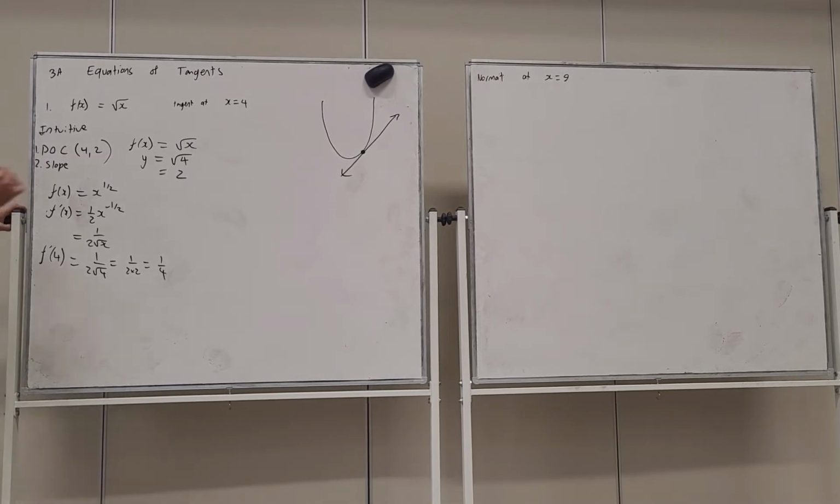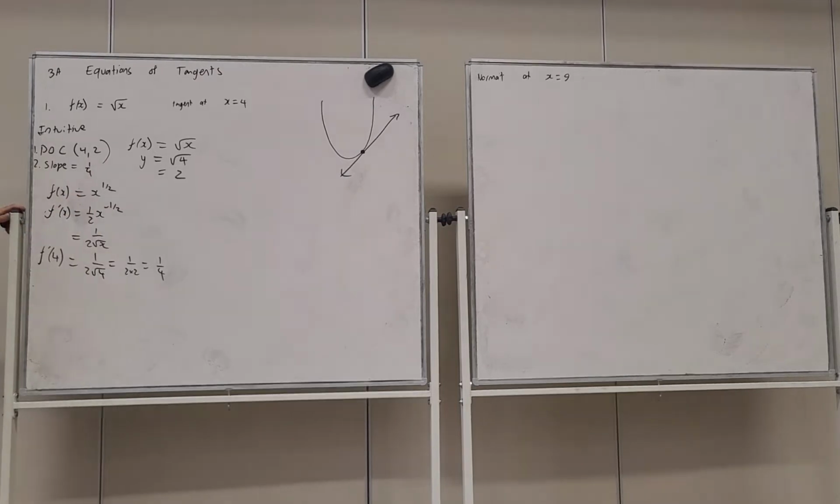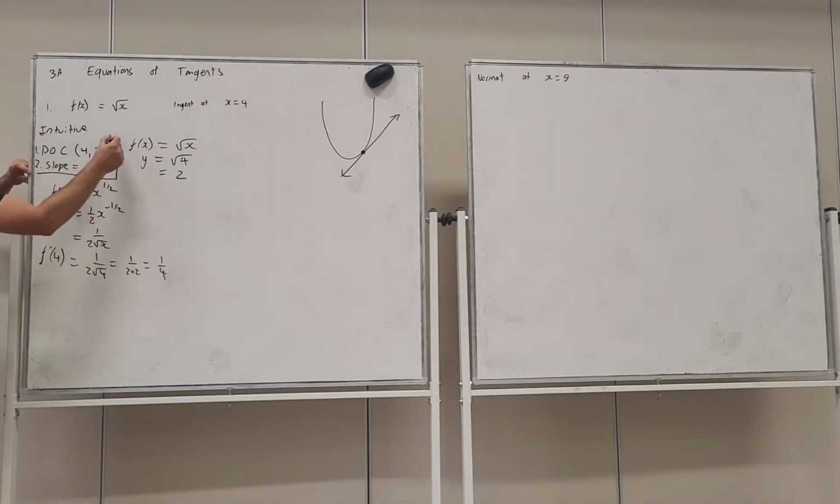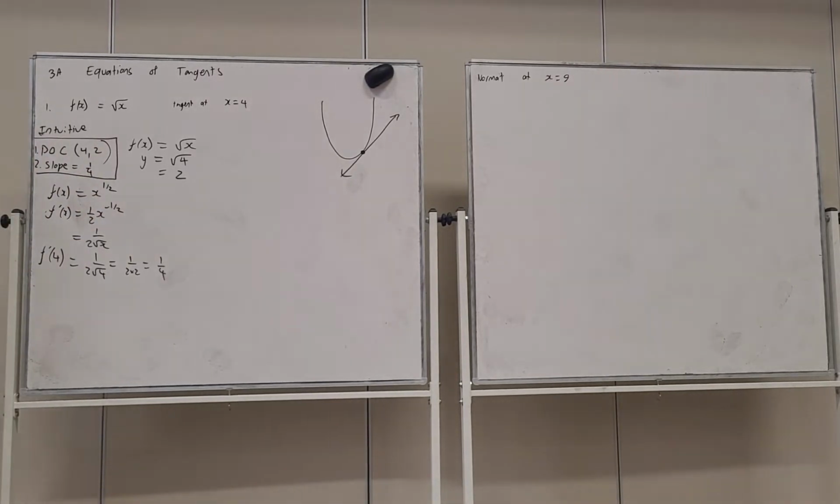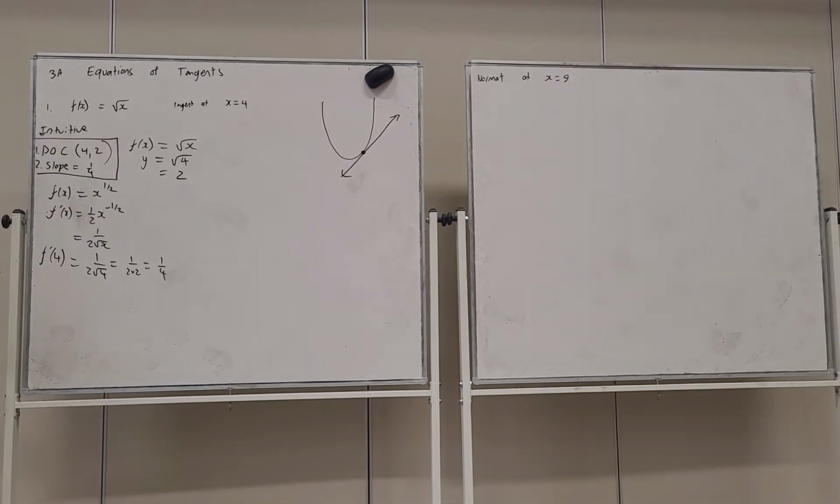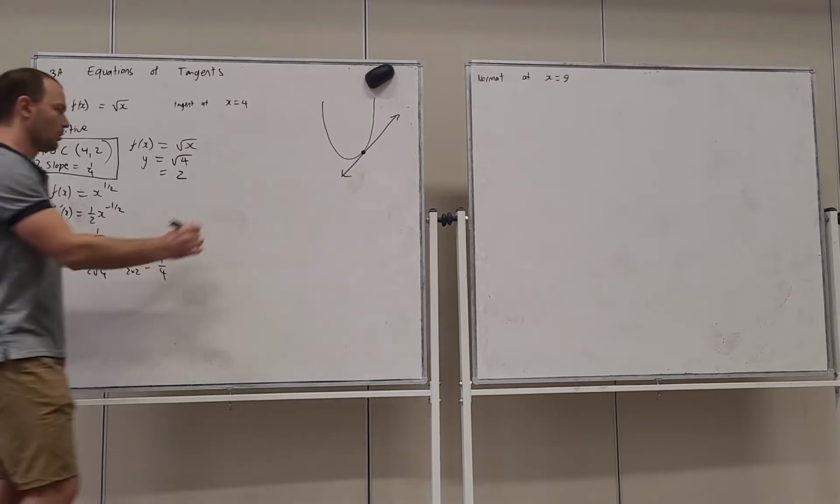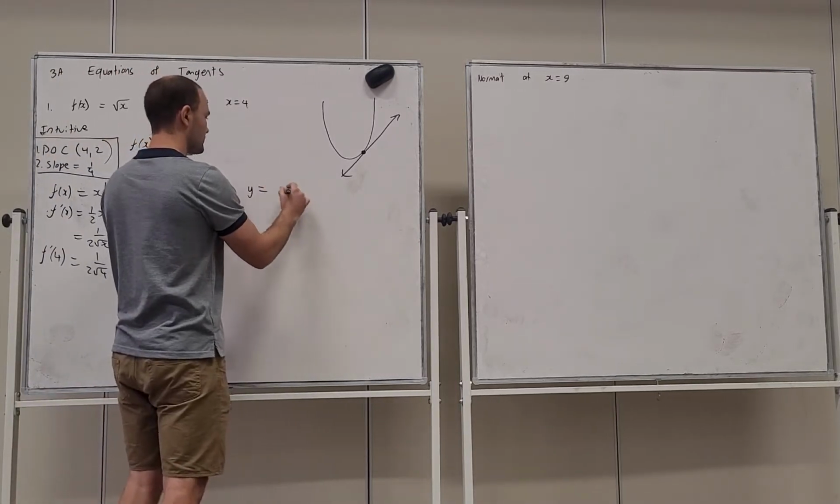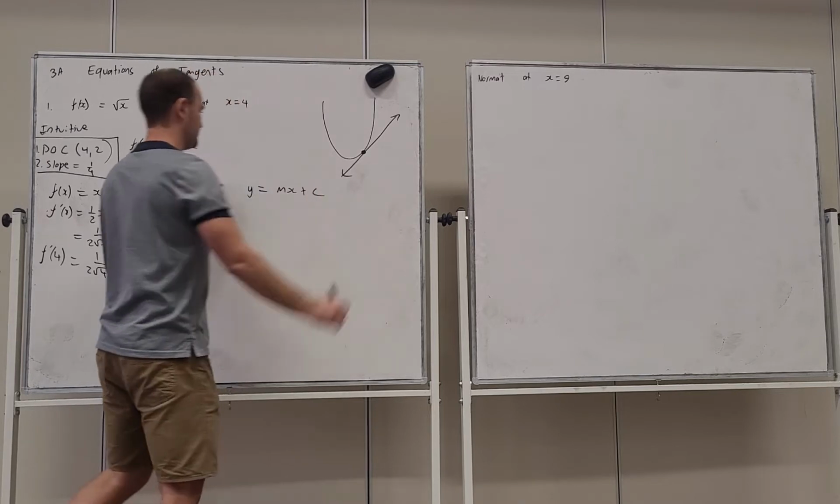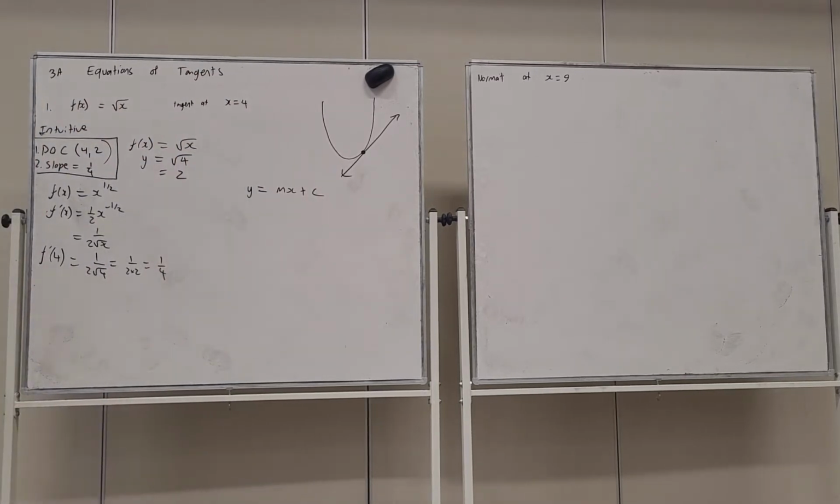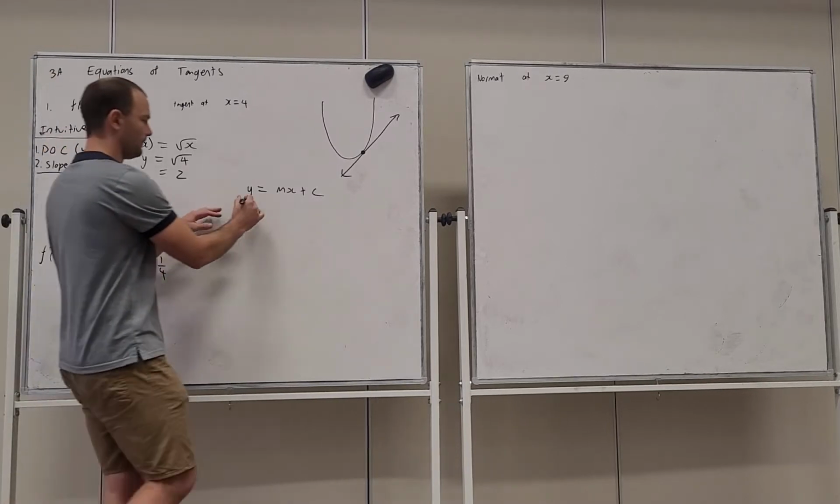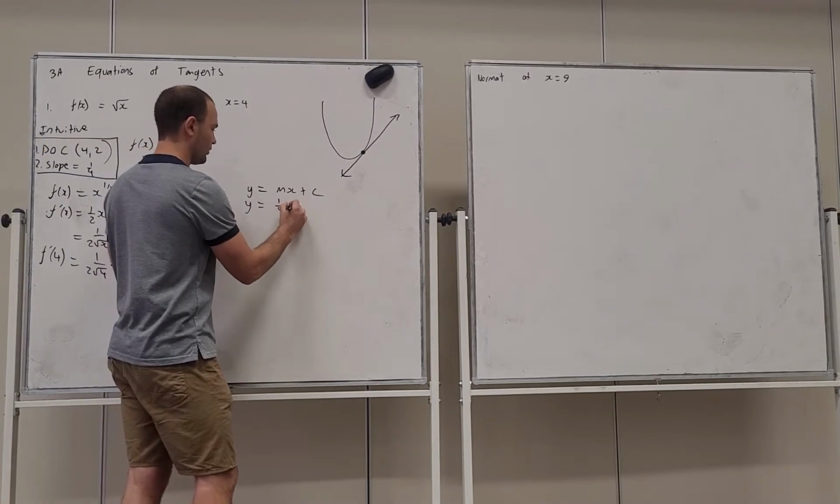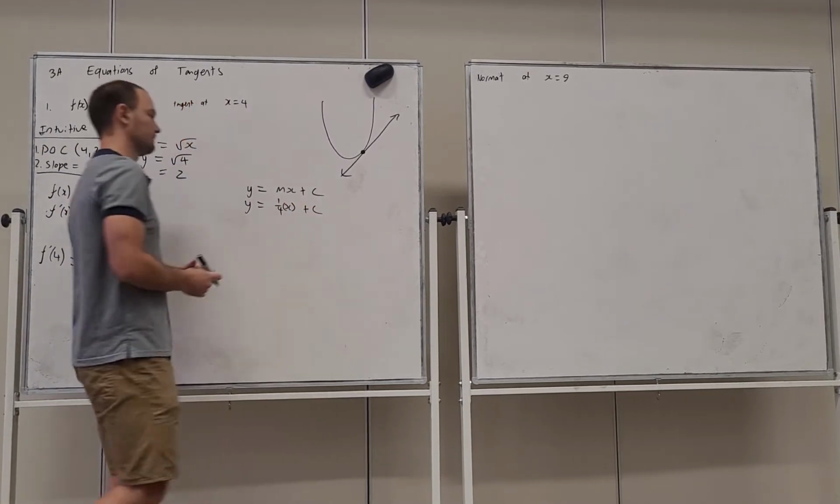And so we've got everything we need. We've got our point of contact and we've got our slope. And now what we're doing is we're going back to year 10 mathematics. We're saying we've got these two pieces of information. Let's combine them together to find the equation of the tangent. Alright? We're going to go y equals mx plus c. That's the equation of a line. A tangent is a line. We have a slope of 1 on 4. So we've got y equals a quarter of x plus c.